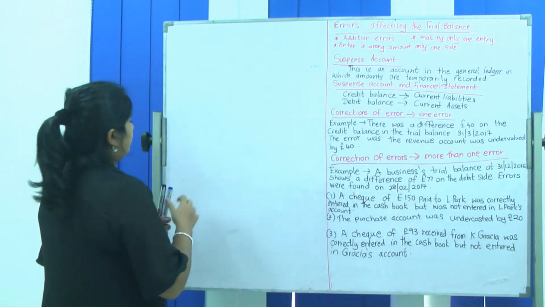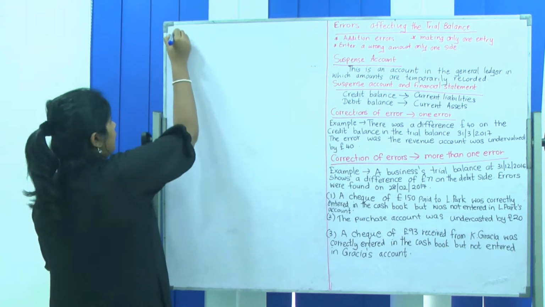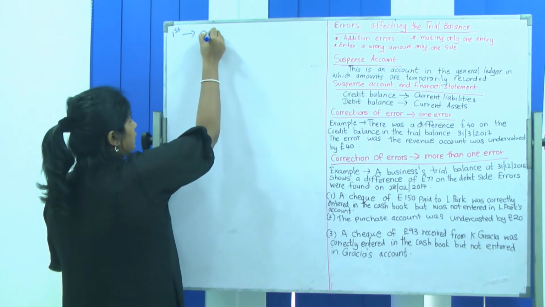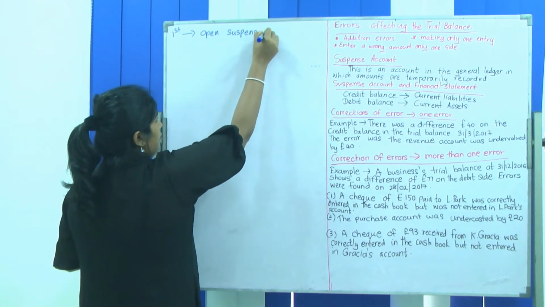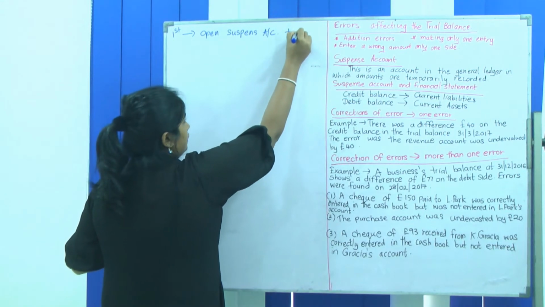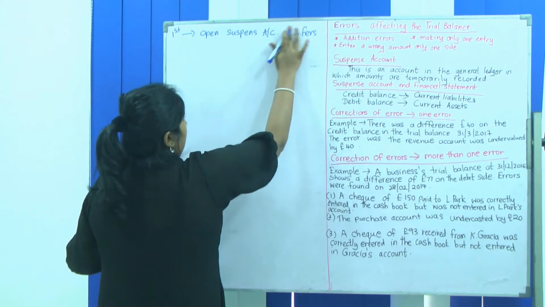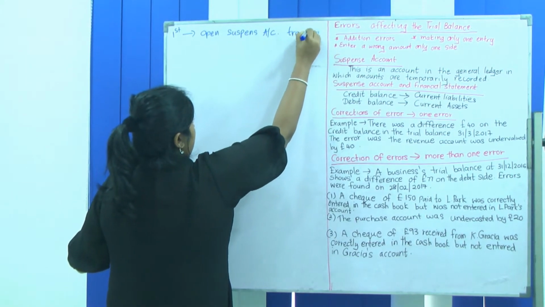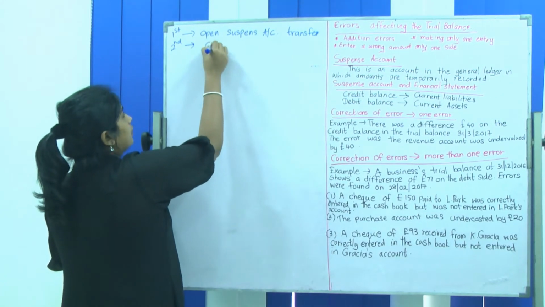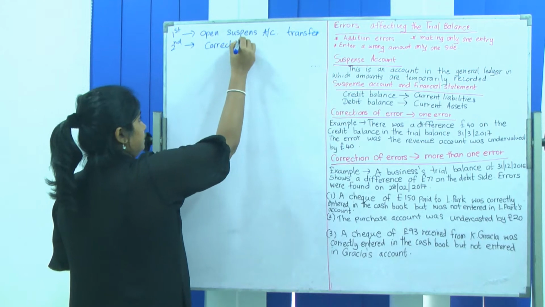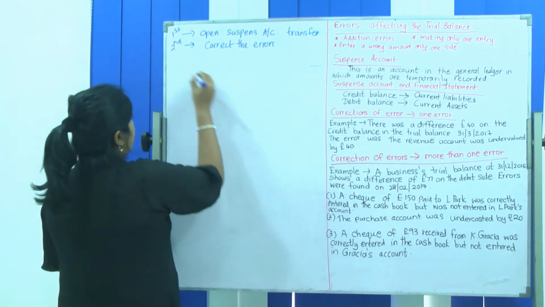There are two steps that you have to follow when you correct the error. The first step is to open the suspense account and transfer the shortage balance. Then secondly, you have to correct the error. Okay? So we'll find out.